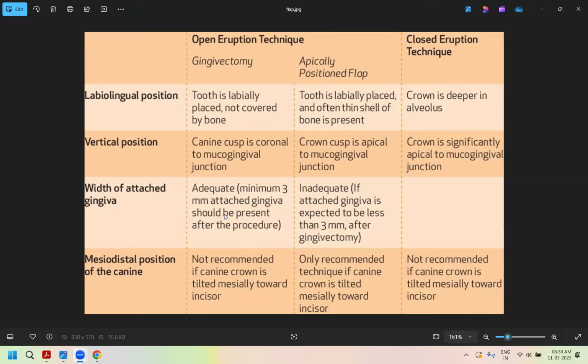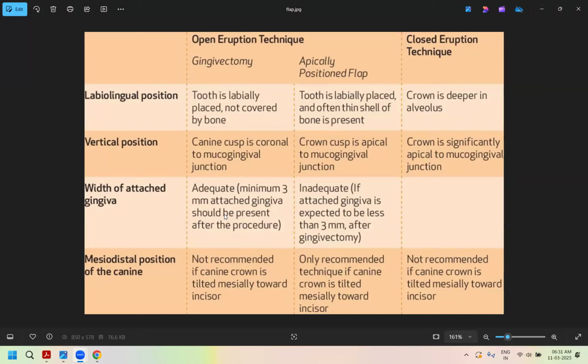Mesiodistal positioning also matters. When you have a very mesially tilted canine, you would not do closed eruption because it would be too blind, right? So basically open versus closed is the position of your canine in relation to your mucogingival junction, the labial position, how much bone is remaining, and how close it is to the occlusal level.